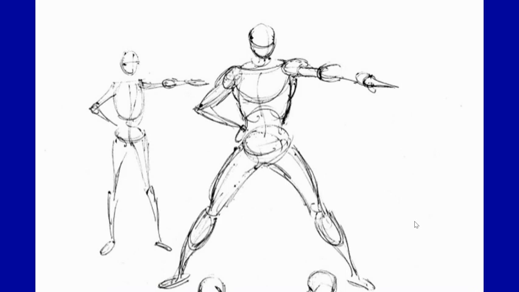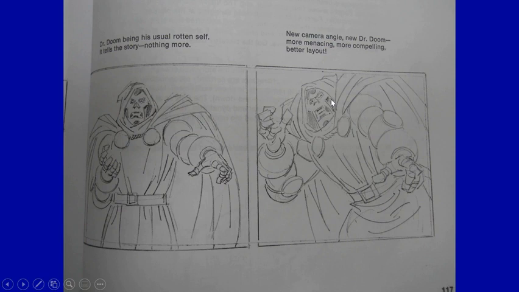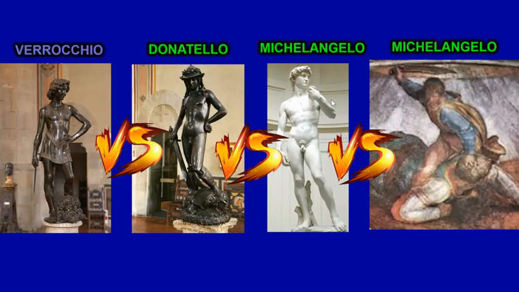Both of these guys are standing and pointing, but the one with his legs spread wider is more interesting to look at because of the diagonals in it. It's more energetic, it's more heroic. And then here we have a series of poses, and Stan Lee is saying that the best poses are the ones at the extreme ends of this movement, and the weaker poses are the more normal or realistic ones. Again, in the comics, it is more interesting to have things at a diagonal.